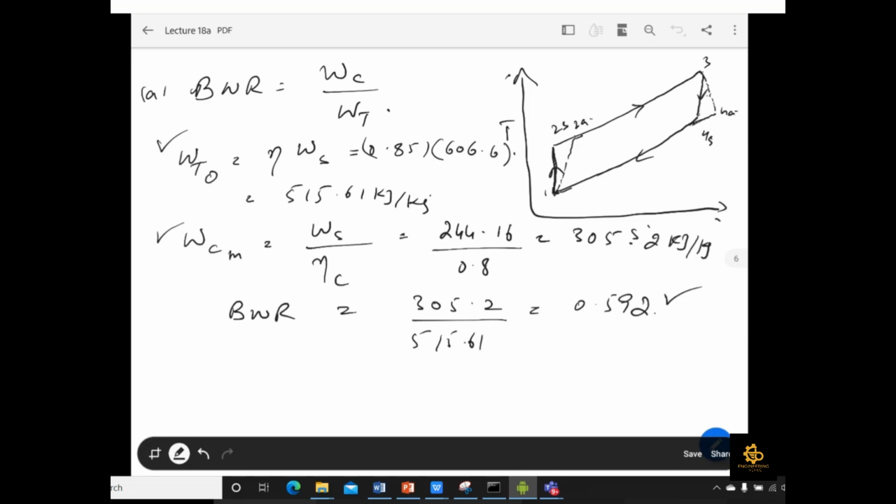Okay, so you have to note down part A, then we'll move towards part B. If you have any question, you can also ask me.